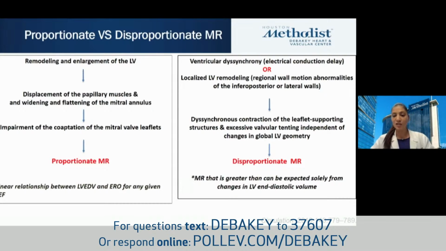On the other hand, disproportionate MR is when you have MR that's greater than you would expect just from these changes in the LV end-diastolic volume. And these can be caused by ventricular dyssynchrony due to electrical conduction delay or any localized LV remodeling causing wall motion abnormalities in the inferior-posterior or lateral walls. When these things happen, you end up with dyssynchronous contraction of the leaflet supporting structures, excessive tenting of the leaflets, and that's independent of the global LV geometry. This causes disproportionate MR.